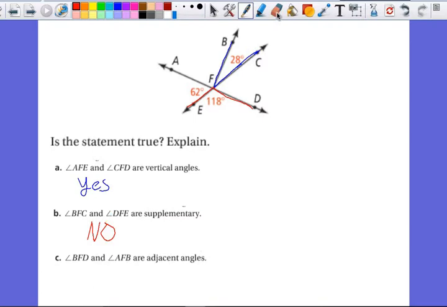All right? For our last one here, they're going to talk about adjacent angles. We have BFD, which is this angle. And then we have AFB, which is this angle. Now, you'll notice the line that's shared is right here in the middle, right? That tells us that they are beside each other, which means they are adjacent. So your answer to that would be yes.